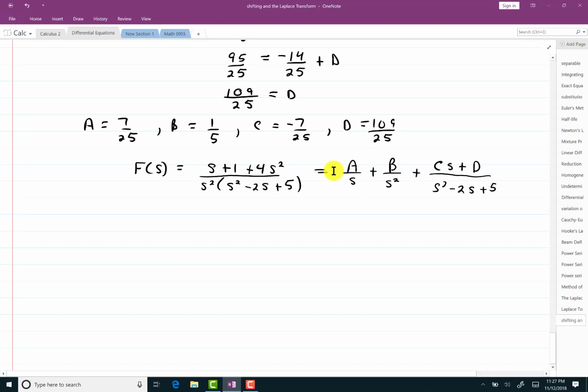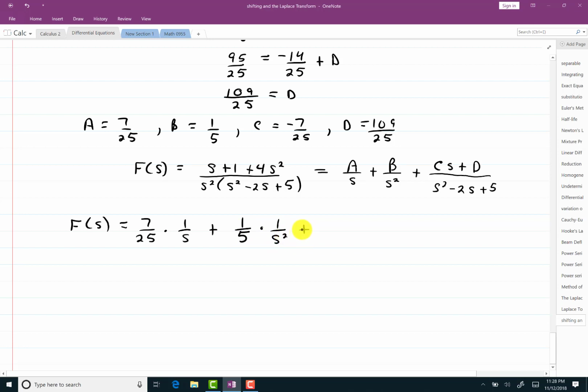Let me go ahead and throw in my numbers then. The way I'm going to write them, of course, is f of s equals, I'll bring the a in front so it's easy for the linearity properties. I'll have 7 over 25 times 1 over s plus, then the b is 1/5 times 1 over s squared.